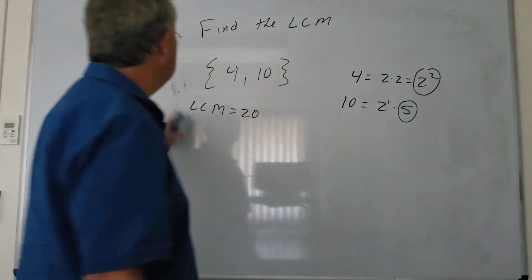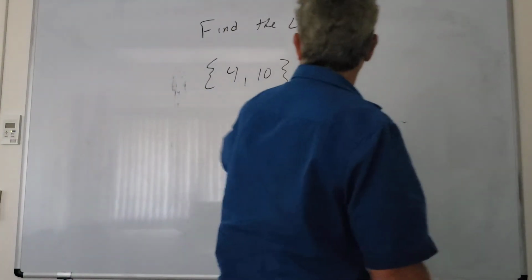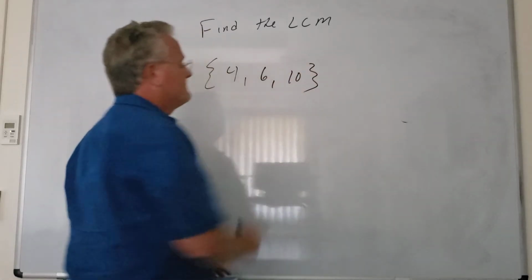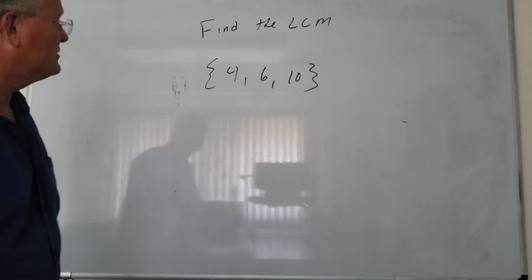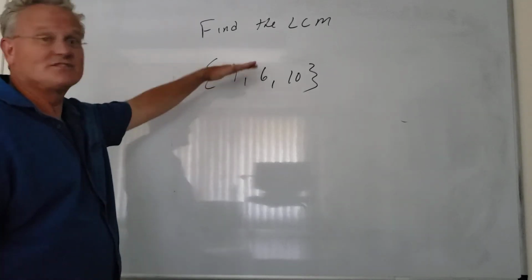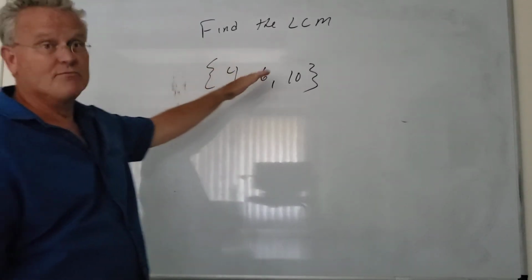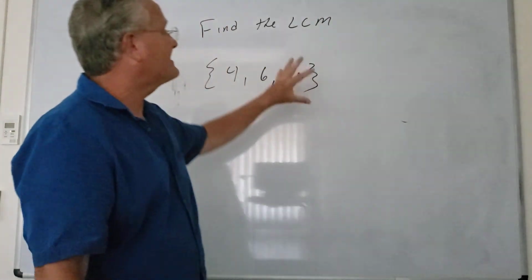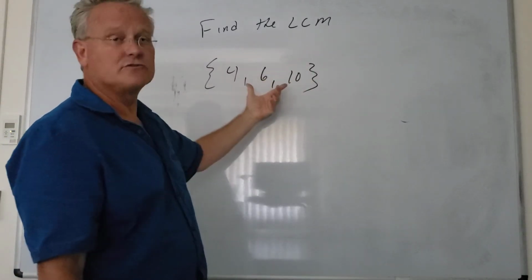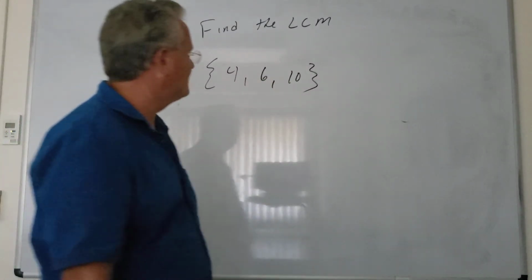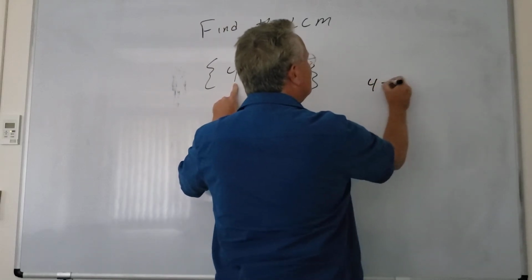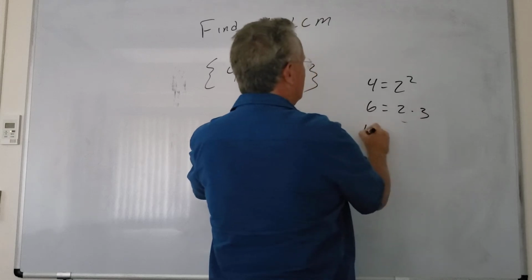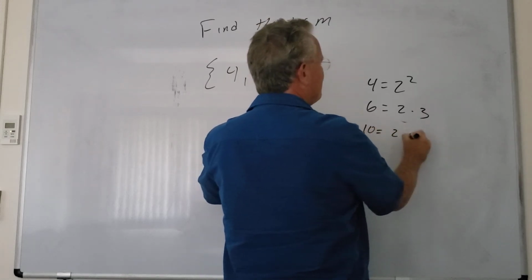Now let's say we had 3 numbers here. Let's put a 6: 4, 6, and 10. Now to do this, you could do it by just listing out the columns, the multiples of 4 and 6, but you could be going on for a while. Using the exponents in factoring first is really pretty simple. So factoring, well, we already did that. 4 is 2 squared. 6 is 2 times 3. And 10 is 2 times 5.